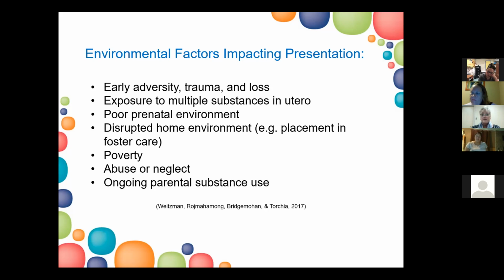Other things that maybe confound that we factor in: exposure to multiple substances in utero, since women who do have difficulty with alcohol abuse may also be using or abusing other substances. Poor prenatal environment, disrupted home environment, like I said, frequent changes in foster homes. Poverty, early poverty and lack of stimulation, neglect or abuse, and ongoing parental substance abuse.